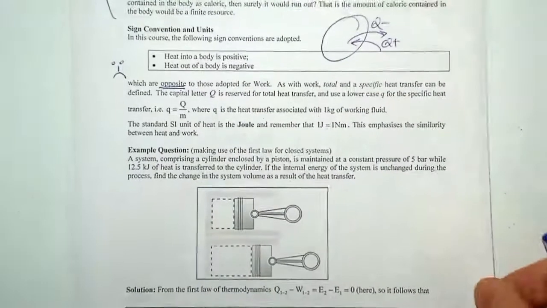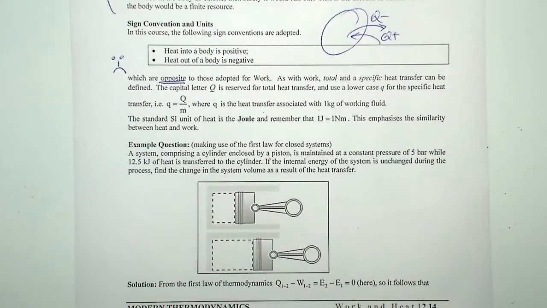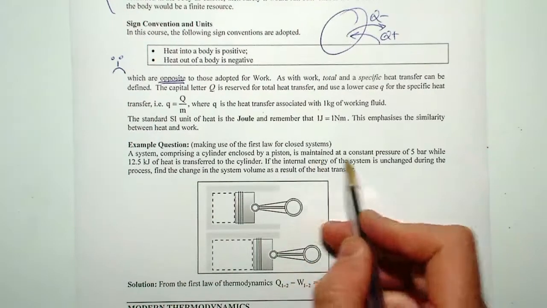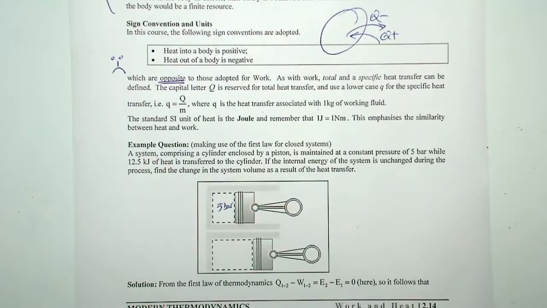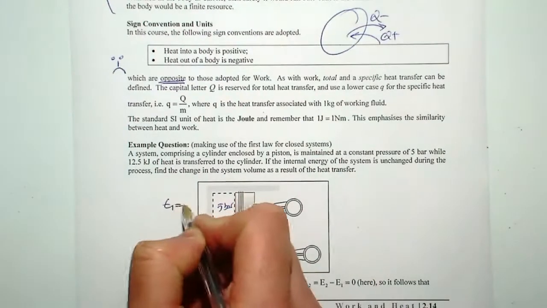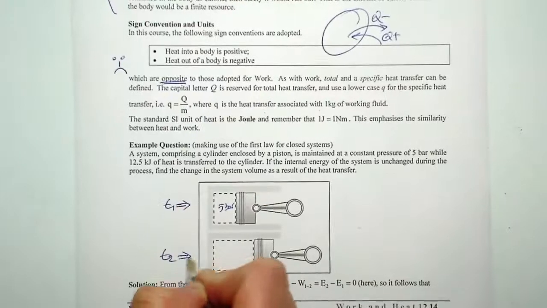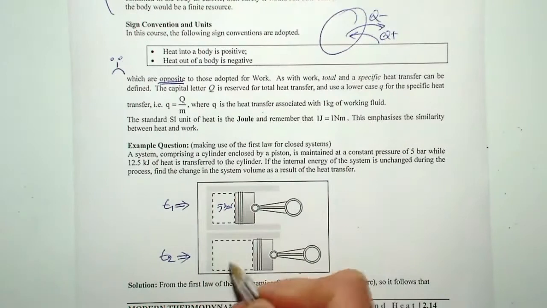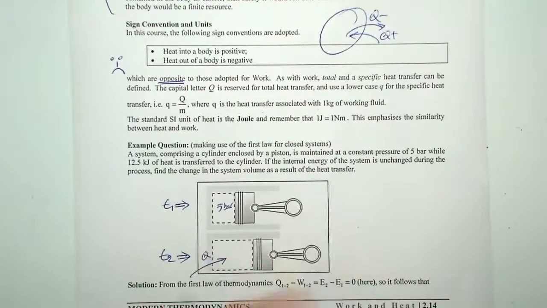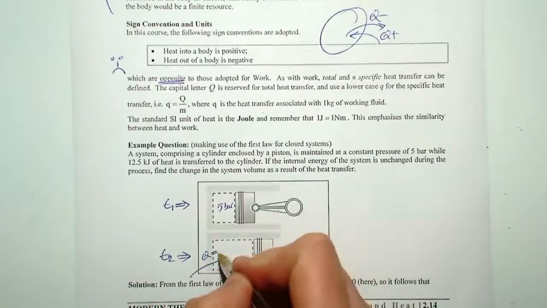Let's just do one very simple example here. We have a cylinder, enclosed by a piston, and maintained at a constant pressure of 5 bar. So here we have 5 bar, that's the pressure. At time 1, this is what we have, and at time 2, we have an expansion. During this time, we have some heat going into the cylinder. Maybe you're just heating up the cylinder with a candle or with a fire or something. That's just how you could introduce heat into this.